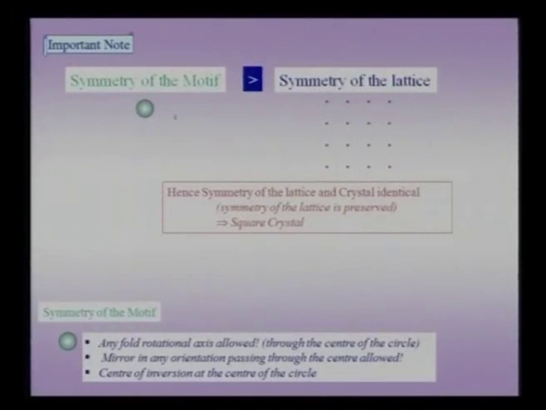When I put such a motif on top of a lattice, I do not lose any symmetry, and the symmetry of the crystal is preserved. In this case the symmetry of the crystal happens to be 4 mm, and because it has got 4 mm symmetry, I would call it a square crystal.